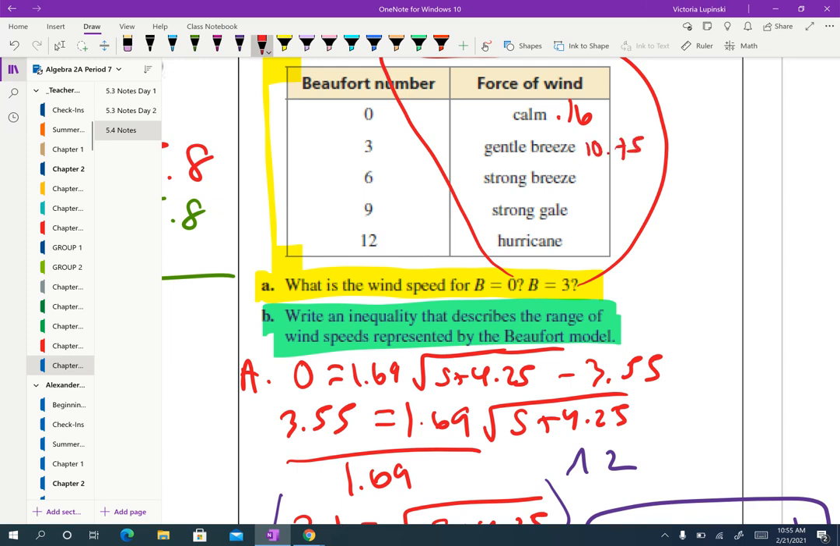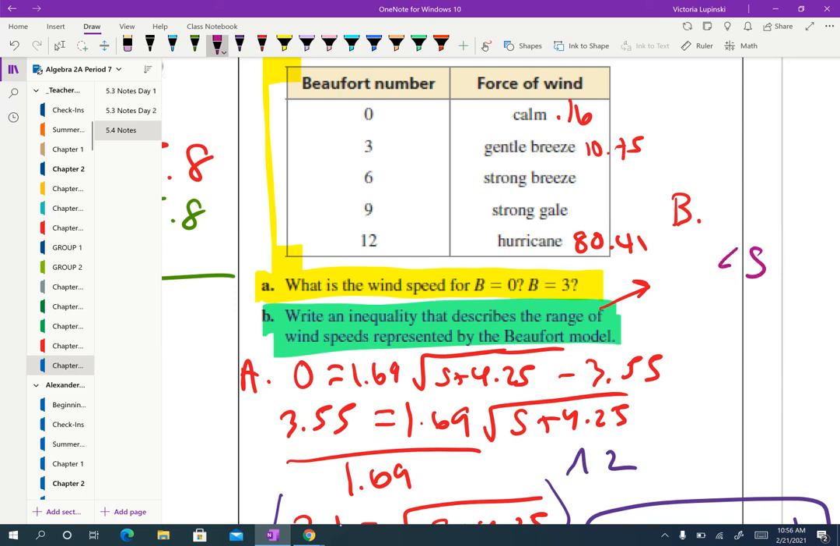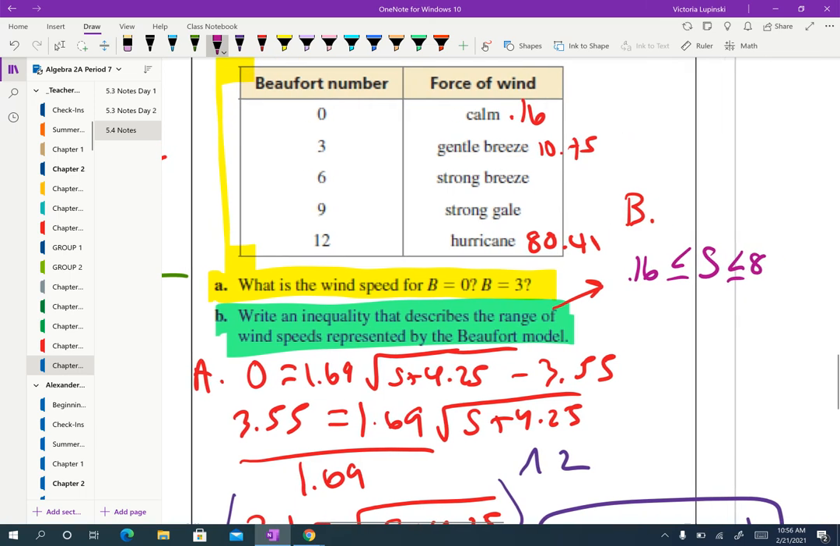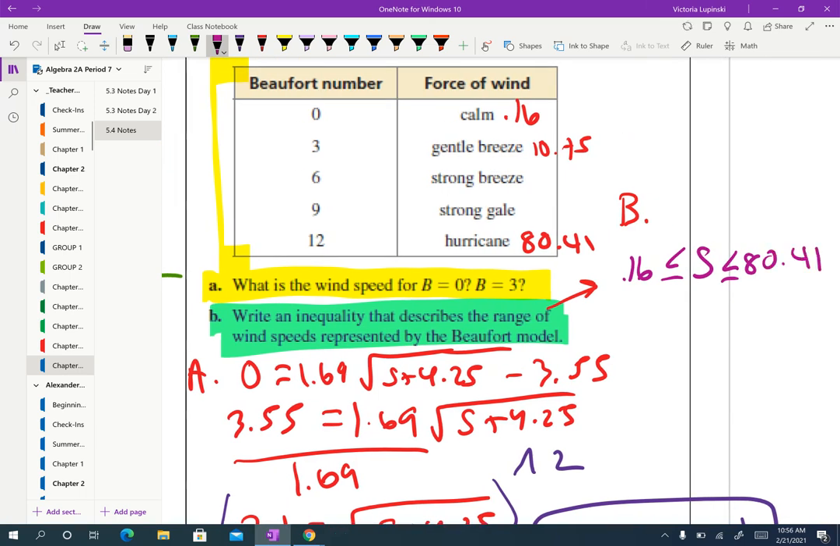And then to do it for the other numbers, it would be the same exact procedure, which I think we've got down. So just to save you a step, it turns out that in a hurricane, the wind speed is 80.41 miles per hour. So for question B, when they say to write an inequality that describes the range of wind speeds, you're going to use a variable. In this case, the variable is S because you're talking about wind speeds. What's the lowest wind speed that can happen? It's 0.16. What's the highest wind speed that can happen? It's 80.41.